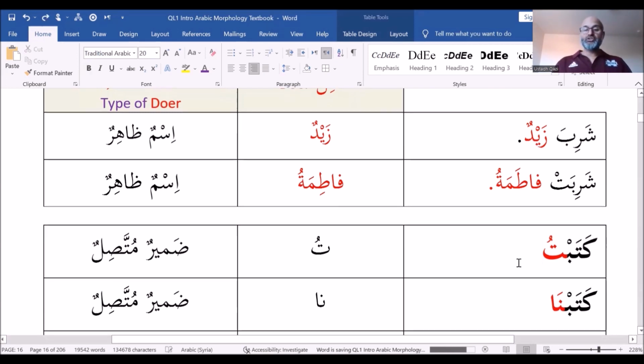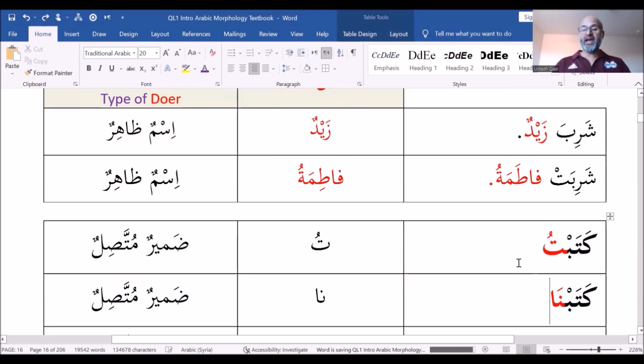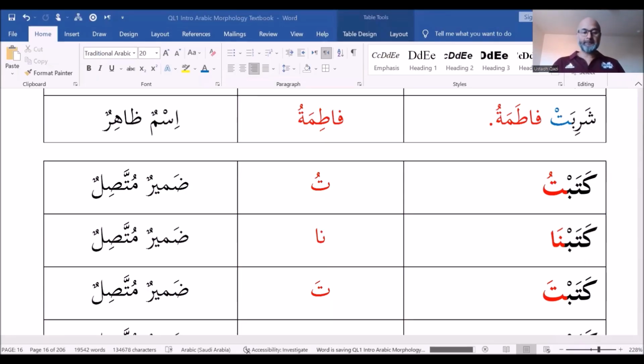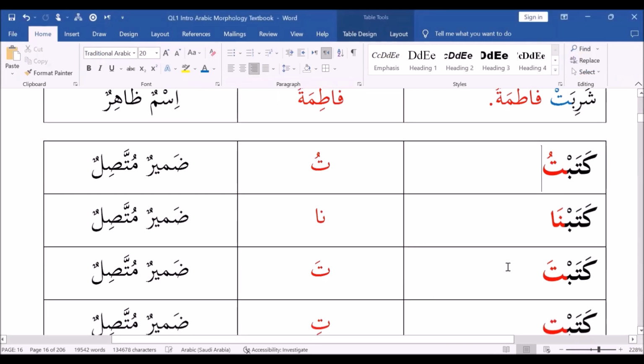So the same thing happens with na, katabna, okay? So katabtu and katabna, both of them are two-word sentences. The fa'il is connected. Therefore, we don't say ismun zahirun. We say damirun muttasilun. Damir means pronoun. Muttasil means connected, because you can see it's connected to the fi'l. So let's continue on down the line. We've got katabta. The ta is the fa'il, and it has the same meaning as anta.